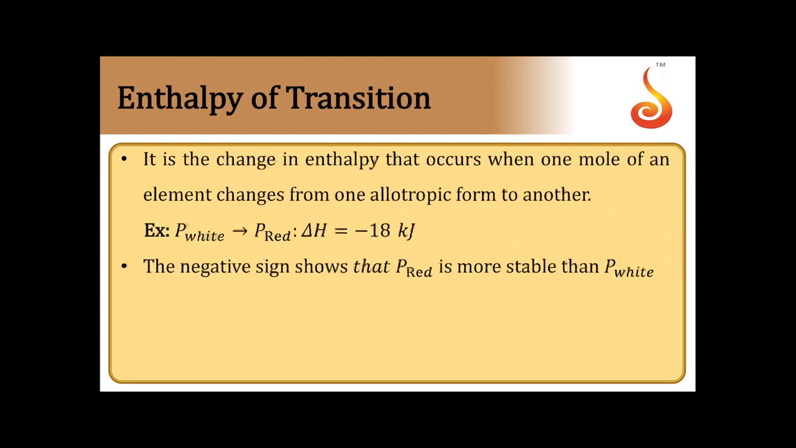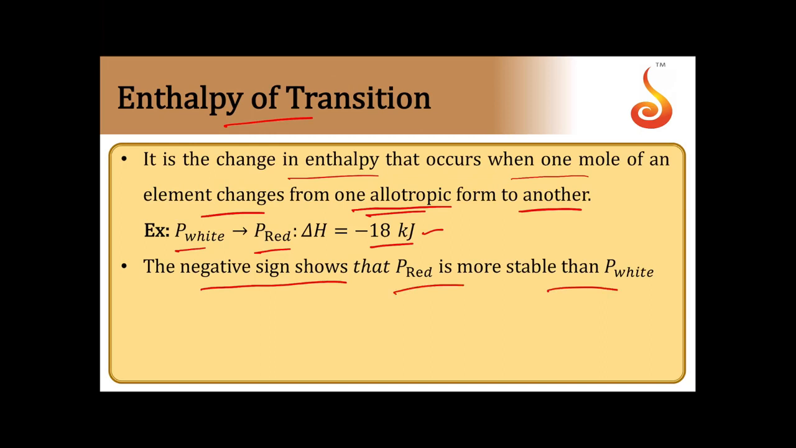Then comes enthalpy of transition. It is the change in enthalpy that occurs when 1 mole of an element changes from one allotropic form to another allotropic form. For example, white phosphorus changing into red phosphorus, delta H is equal to minus 18 kilojoules. This value is the amount of enthalpy change when 1 mole of phosphorus changes from the white to the red allotropic form. And a negative sign shows that red phosphorus is more stable.